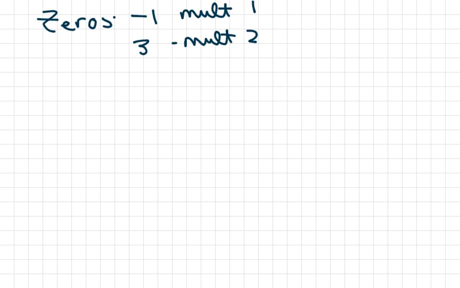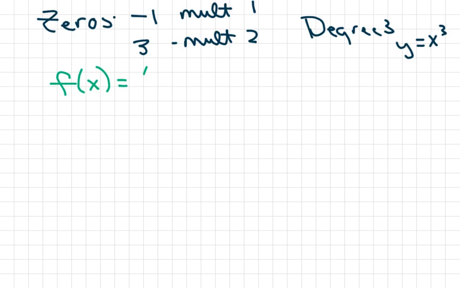Let's do one that has multiplicity. So let's do zeros are -1 and 3. This has a multiplicity of 1, and this one has a multiplicity of 2. The degree is 3, so my power function is y equals x cubed. Now, when we look at this, my zeros, that's going to be f of x equals x minus a negative 1, which is x plus 1, and the 0 is x minus 3. Multiplicity 2 means I'm going to square that. That's what multiplicity of 2 means.